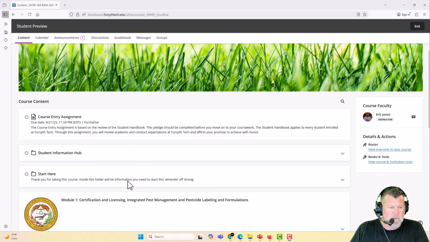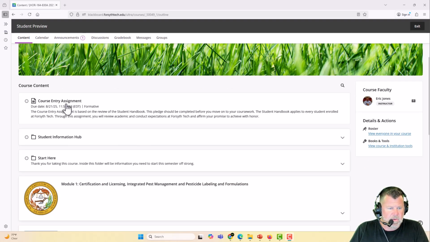But most of you have already completed your course entry assignment, as you can see here. Remember, it is due August 21st, 11:59 p.m. If you do not complete it by the 21st at midnight, the course entry assignment will disappear and you'll be withdrawn from the course. You have to get this done by August 21st at 11:59 p.m. So that's the first thing you got to do in this course. Do the course entry assignment.